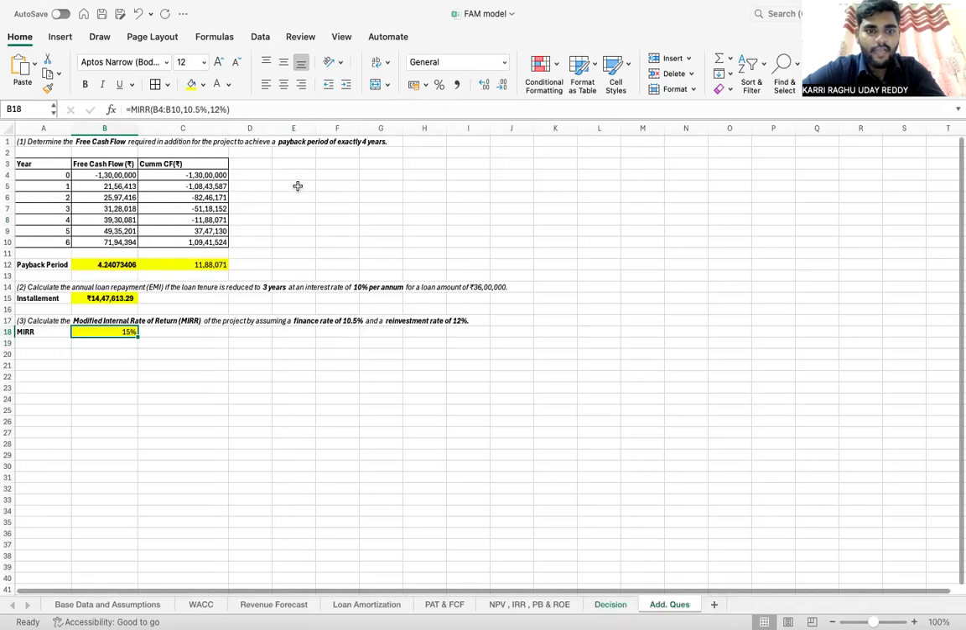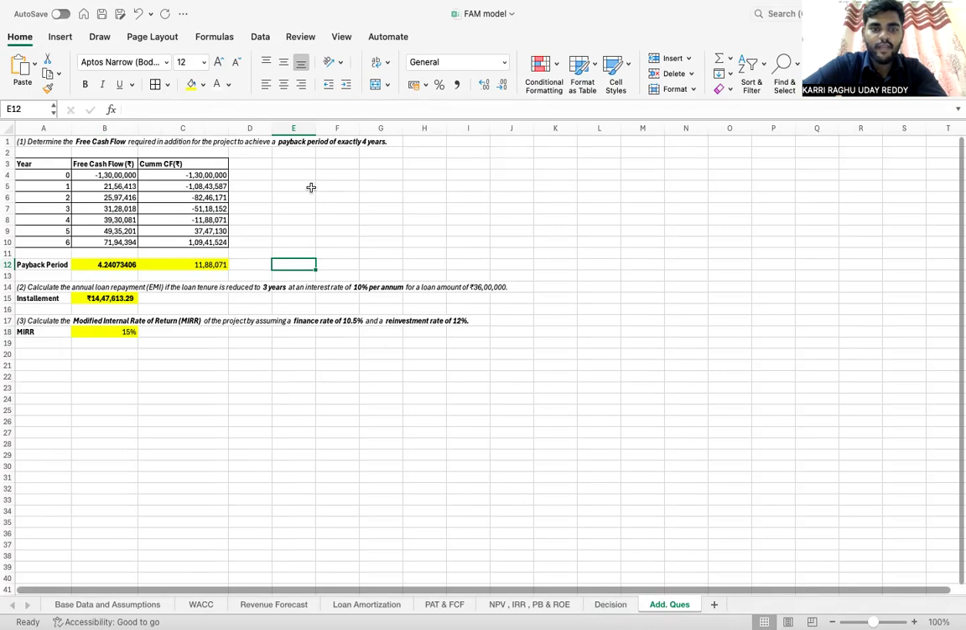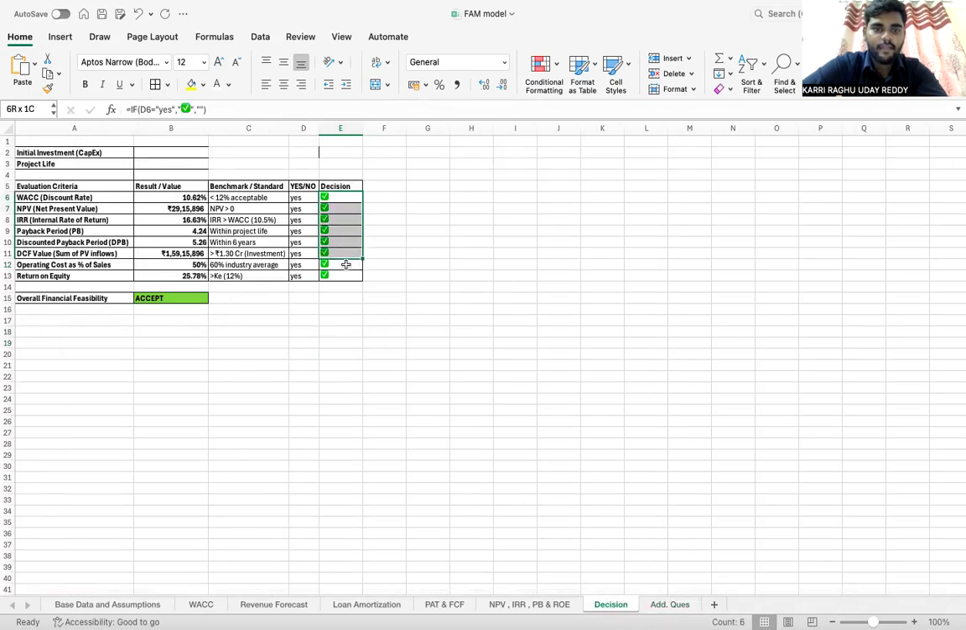Now, even after calculating these values, we can finally say that this expansion project can be taken because everything is in a good sign as we assessed everything here.